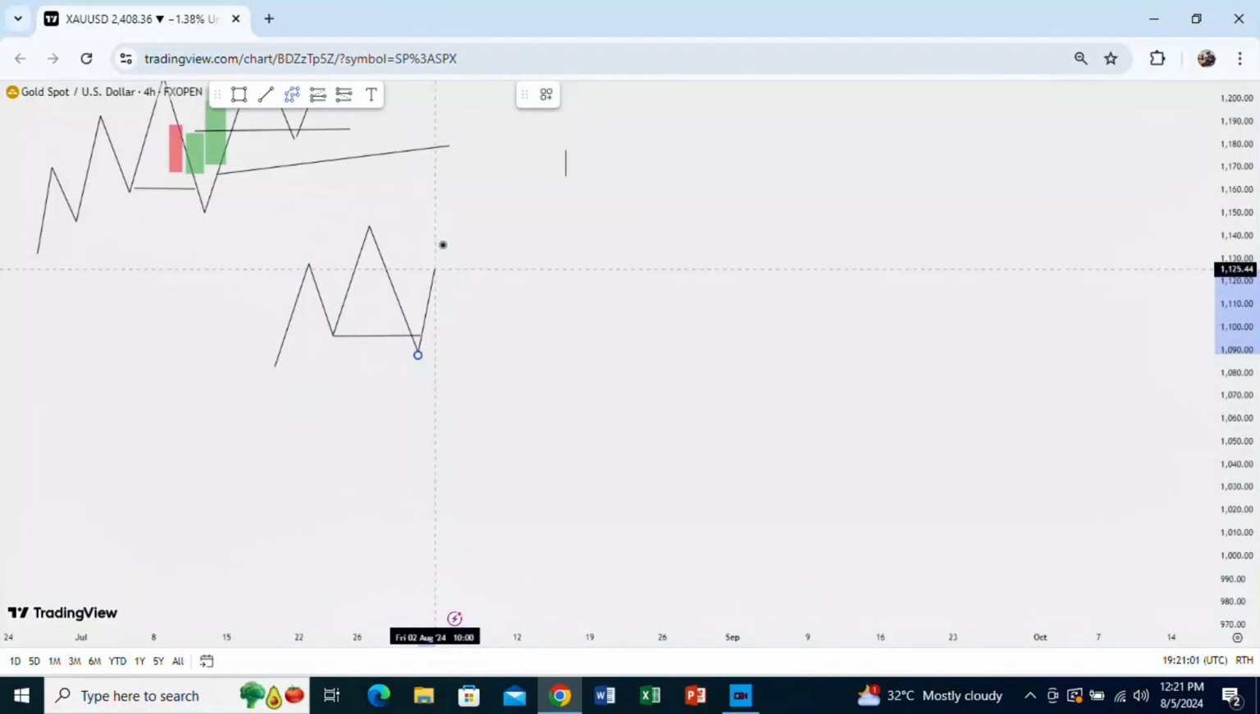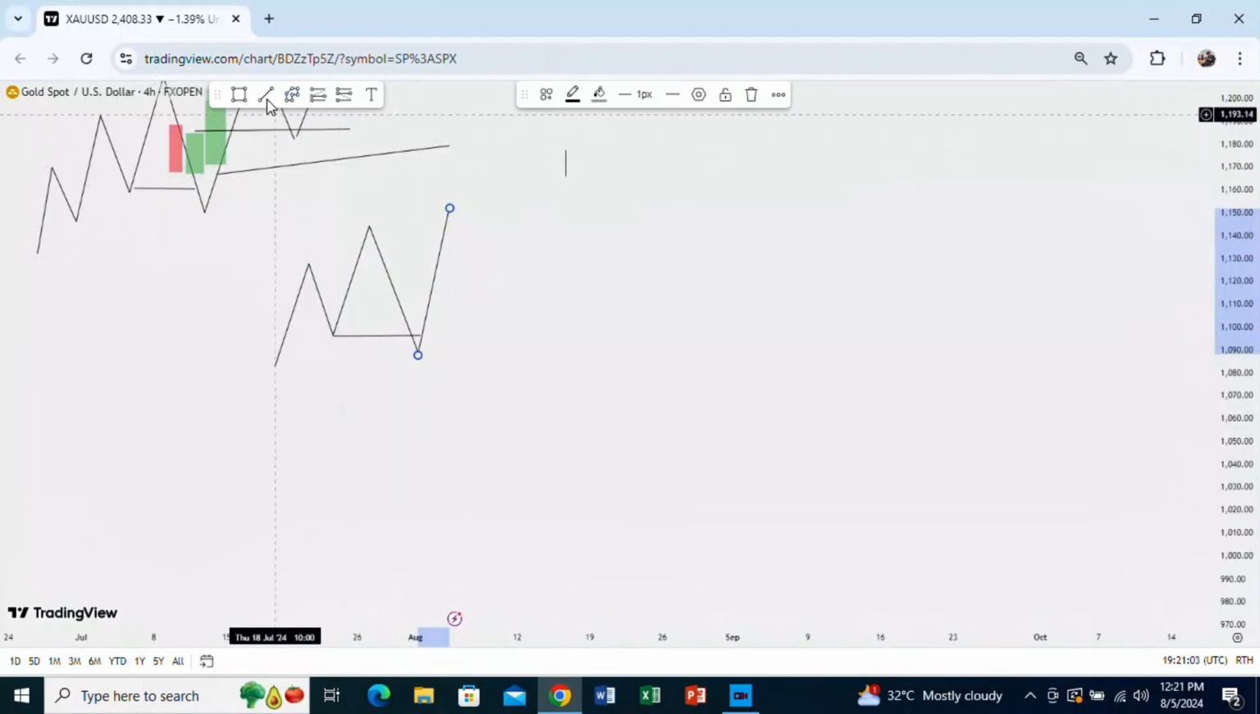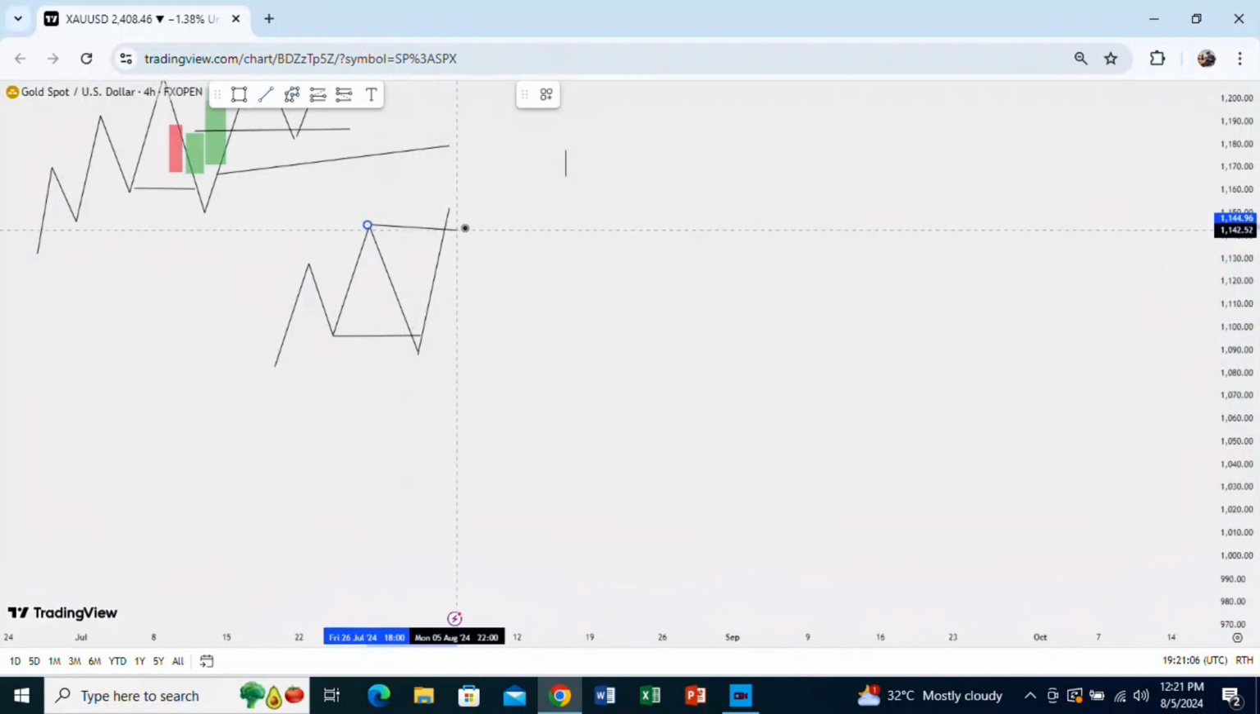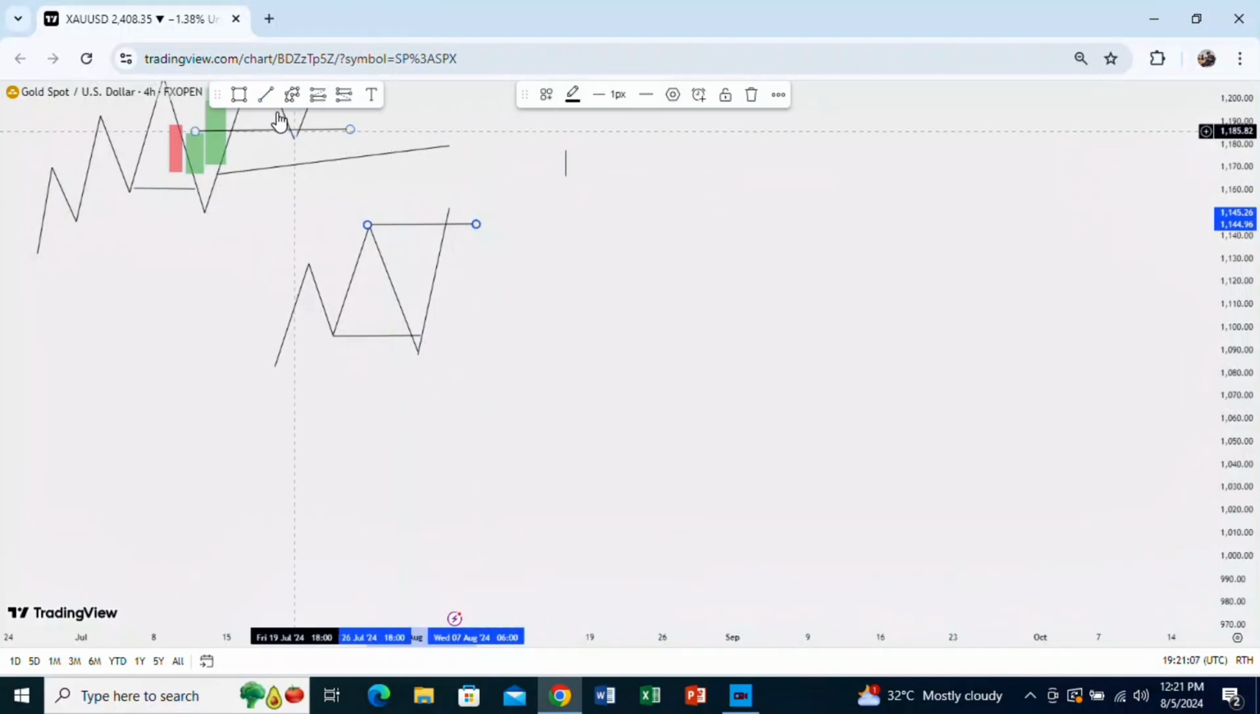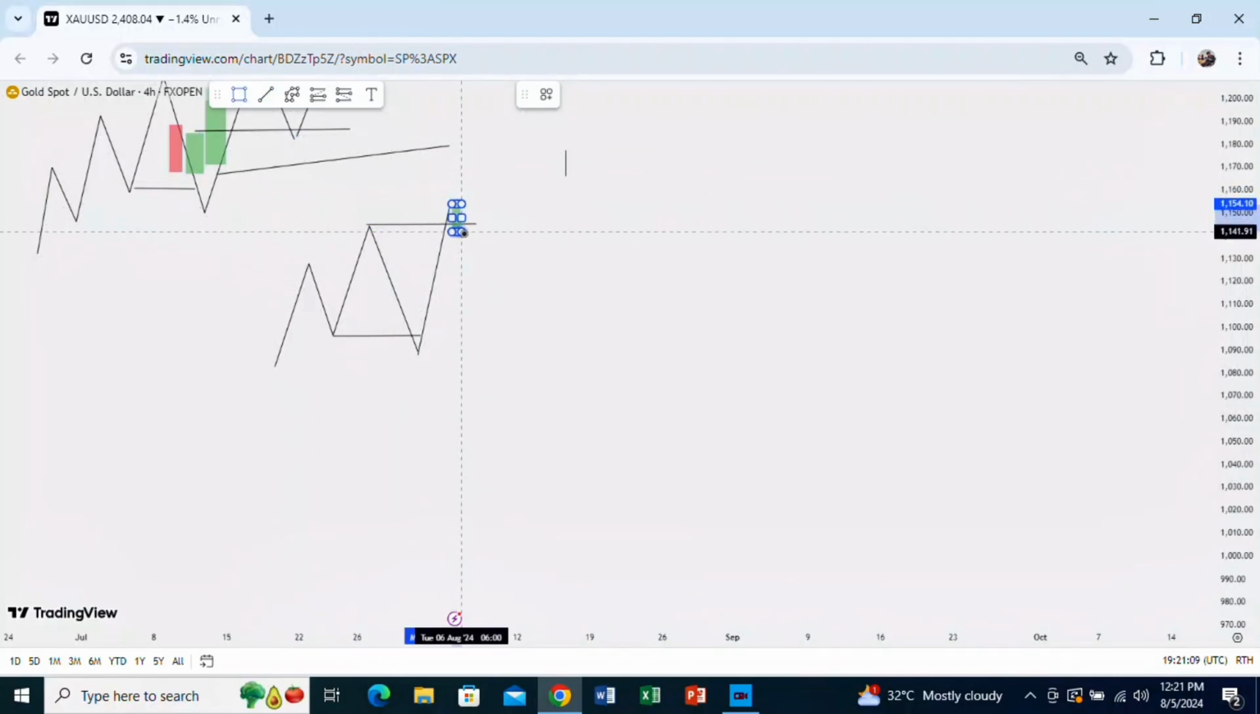But for the breakout structure, it has to close above this, okay? Wick won't work. It has to close with a body like this. There should be a close like this. Okay, if you get something like this, it is not a breakout structure, okay? Breakout structure has to be with the body.